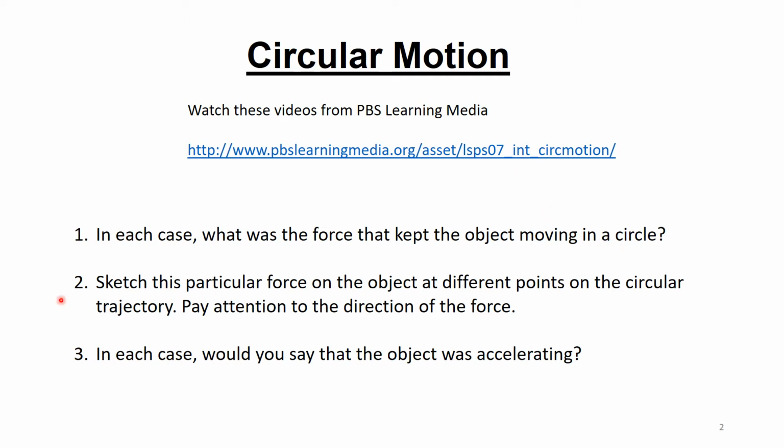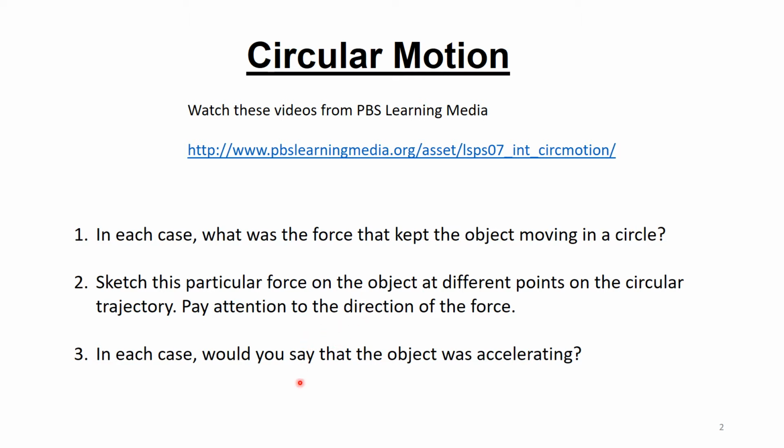Okay, and then for question 2, it's asking you to sketch the direction of the particular force at different points on the circular trajectory. Okay, so the emphasis is on the word direction. So the object is rotating in a circle, so it makes a circular path, and it has some force acting on it, and the force is acting in different directions at different points on the circle. Okay, so you can try to draw arrows to represent the force at these different points. Okay, and that's important, as we'll see later.